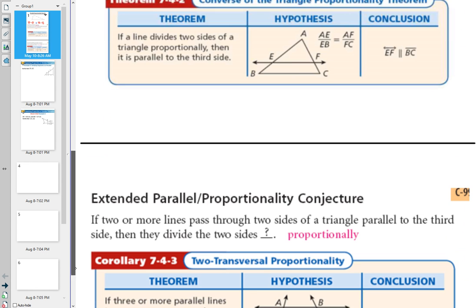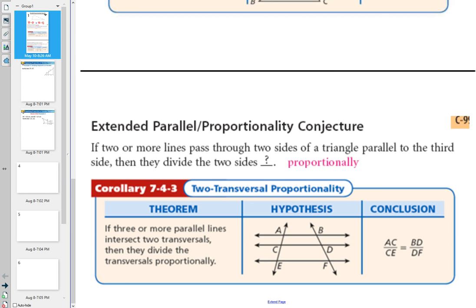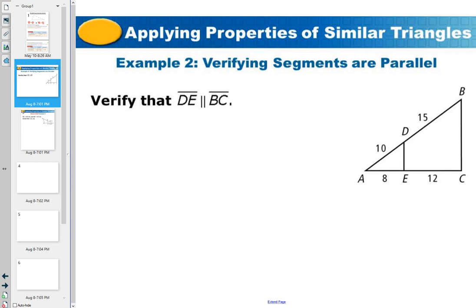So if I'm missing anything, it's the same thing. Here we can go straight to the examples. Verify that DE is parallel to BC. So we want to know if this is true. If this is true, these little sections that are across from each other should be proportional. So we can set up a scale. Actually, we wouldn't even count it as a scale here because we're not looking for an unknown. Let's just set up the first fraction. Let's set up a ratio.